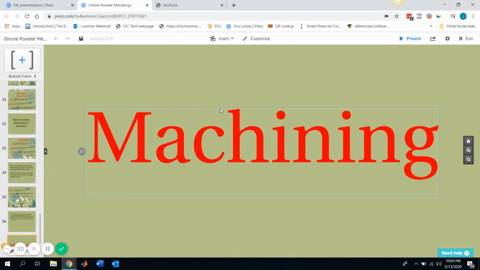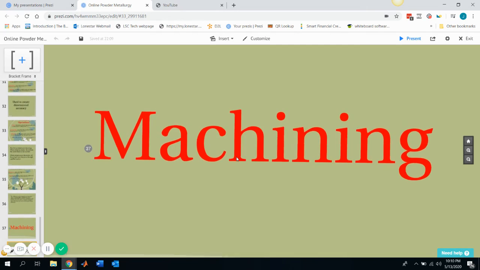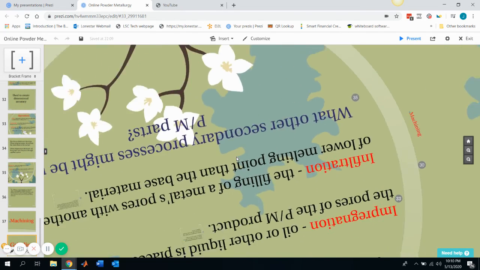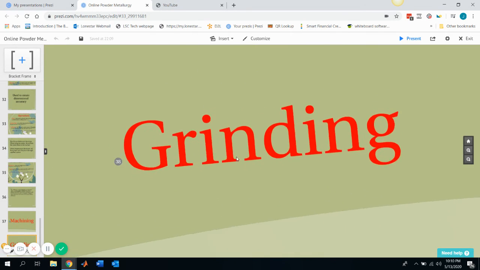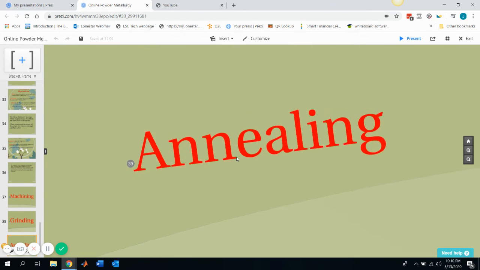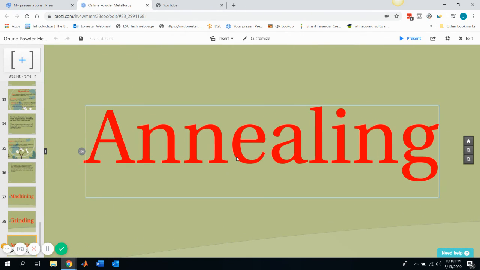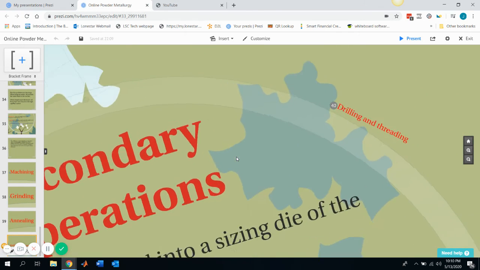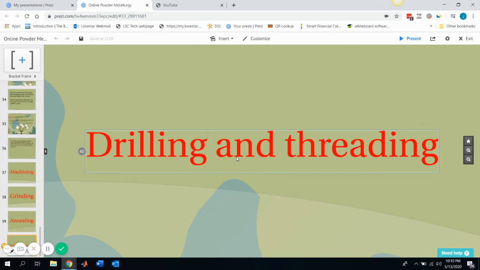Other secondary processes would be more traditional, like different machining processes, which could include grinding. That's considered a machining process. Things could also include annealing. We talked about annealing after cold working, so we could include that process as well. In addition, there's drilling and threading. For most pressing and compacting processes, drilling and threading is a very hard feature to include, and so that's something that you really want to have as well.